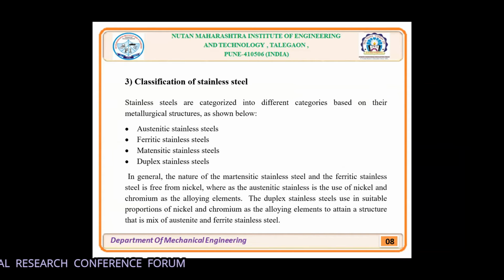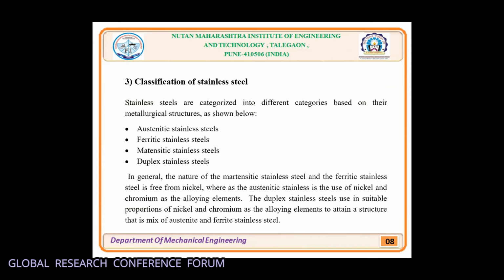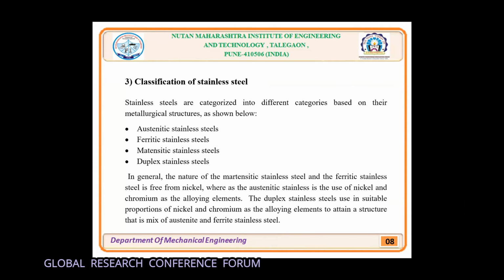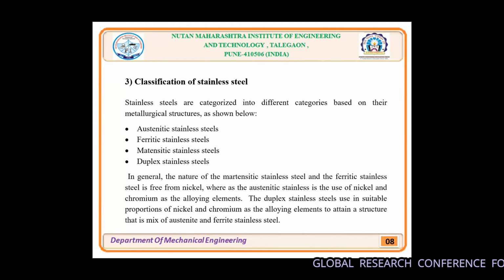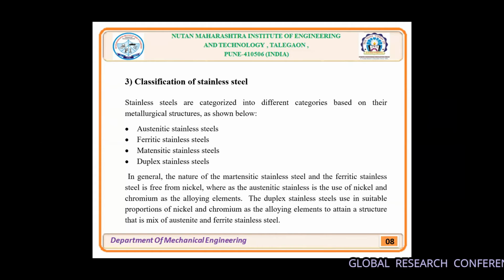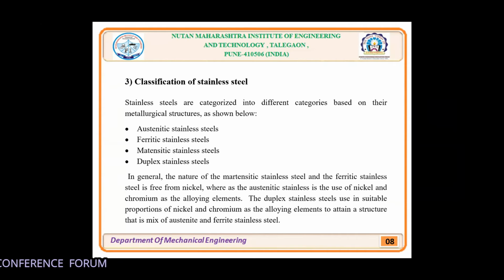Third is classification of stainless steel. Steel can be classified upon various criteria, but we are going to look upon four basic types of steel that are austenitic, ferritic, martensitic, and duplex stainless steel. In general, martensitic and ferritic stainless steels are nickel-free, whereas austenitic steel requires nickel and chromium as alloying elements. The alloying metals nickel and chromium are used in appropriate amounts in duplex stainless steel to achieve a mixed structure that is a combination of austenitic and ferritic stainless steel.